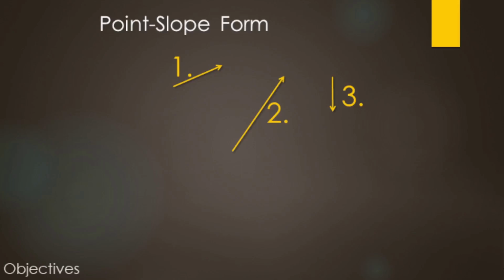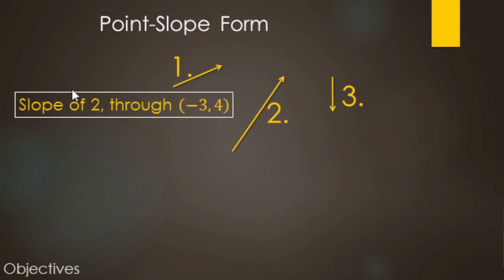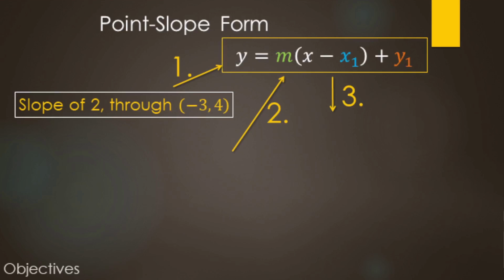So in this video, we're going to be introducing point-slope form. We're going to be going from, if we know the slope of a line and a point it goes through, we're going to be rewriting that information in point-slope form.